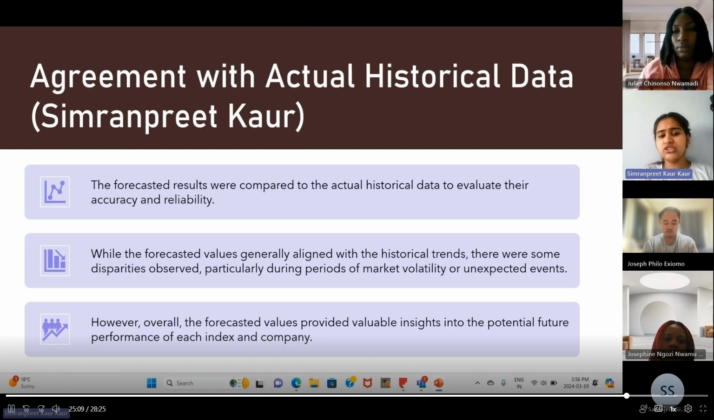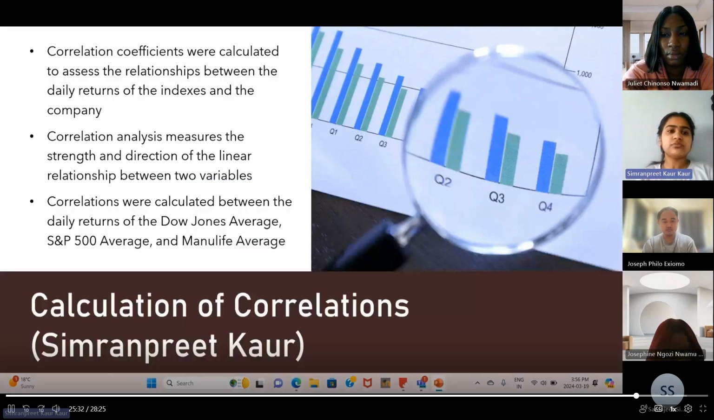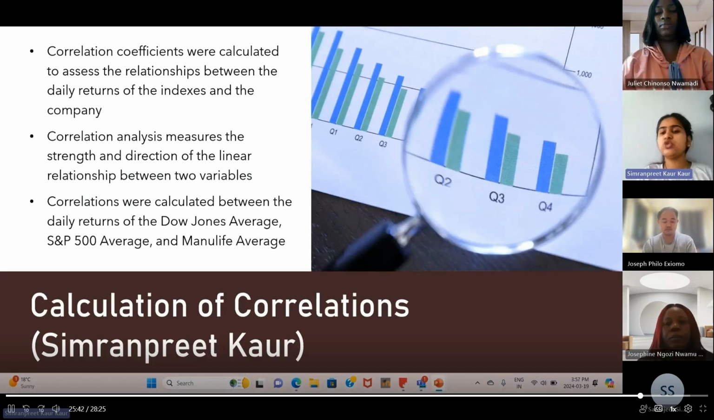The forecasted values generally aligned with the historical trends, though there were some disparities observed, particularly during periods of market volatility or unexpected events. However, overall, the forecasted values provided a valuable insight into the potential future performance of each index and the company also. So the correlation will be done with the help of the p-test, which will be done in exactly the same way as the t-test, which was already shown by my teammate Joseph.